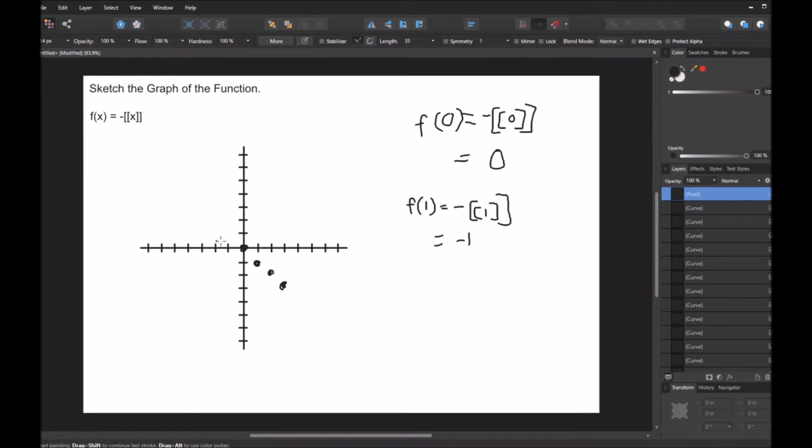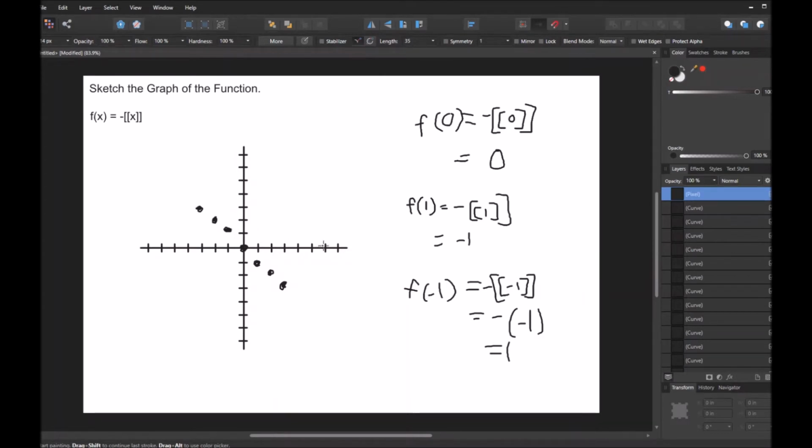I'm going to stop at 3, and then I'm going to go to negative 1 now. So when we do f of negative 1, we're going to have negative times the greatest integer less than or equal to negative 1. And the greatest integer less than or equal to negative 1 is negative 1. So we're going to have negative 1 times negative 1, which is positive 1, meaning our ordered pair is going to be negative 1 comma 1. And then we're just going to follow that same pattern. So we're going to have negative 2 comma 2 and negative 3 comma 3.